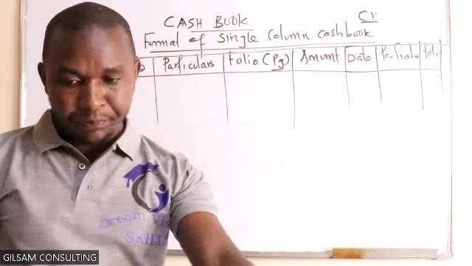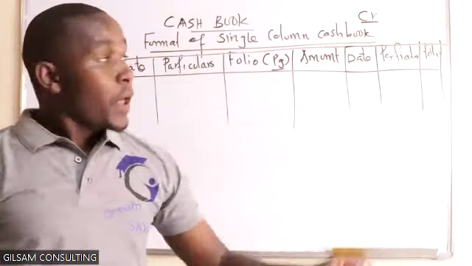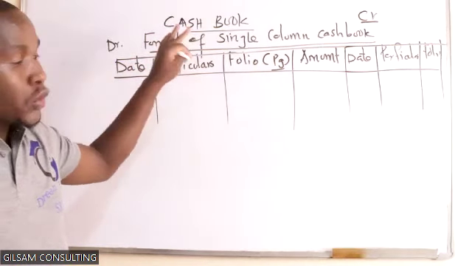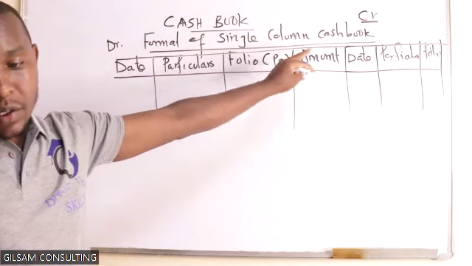So are you done? Then we go to the two-column cash book.